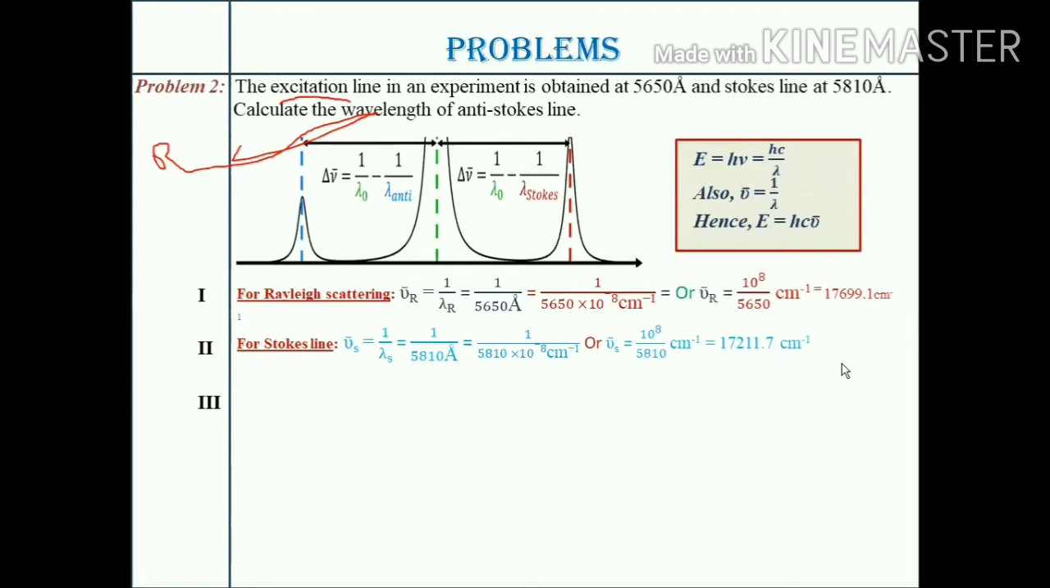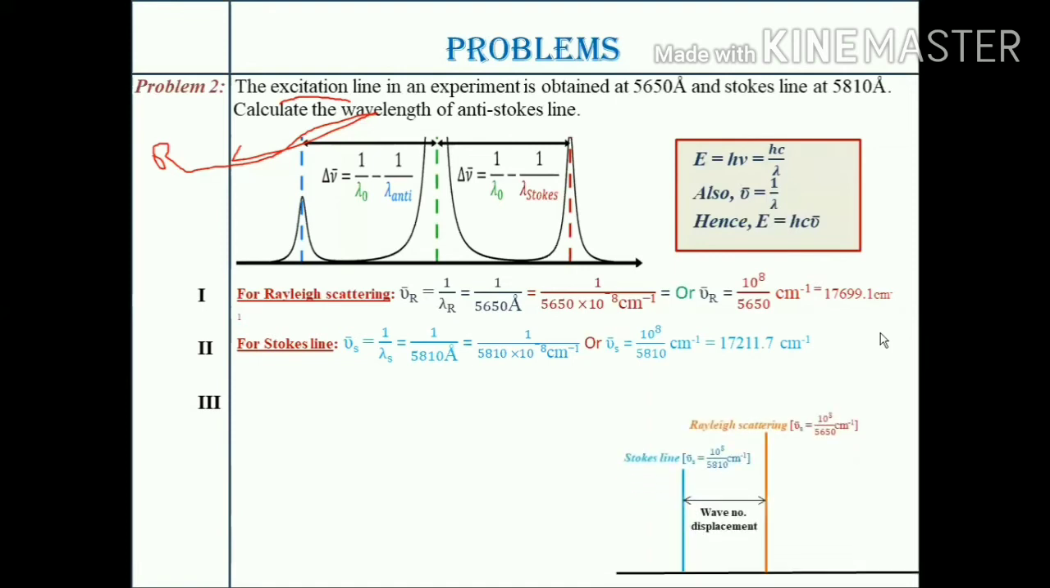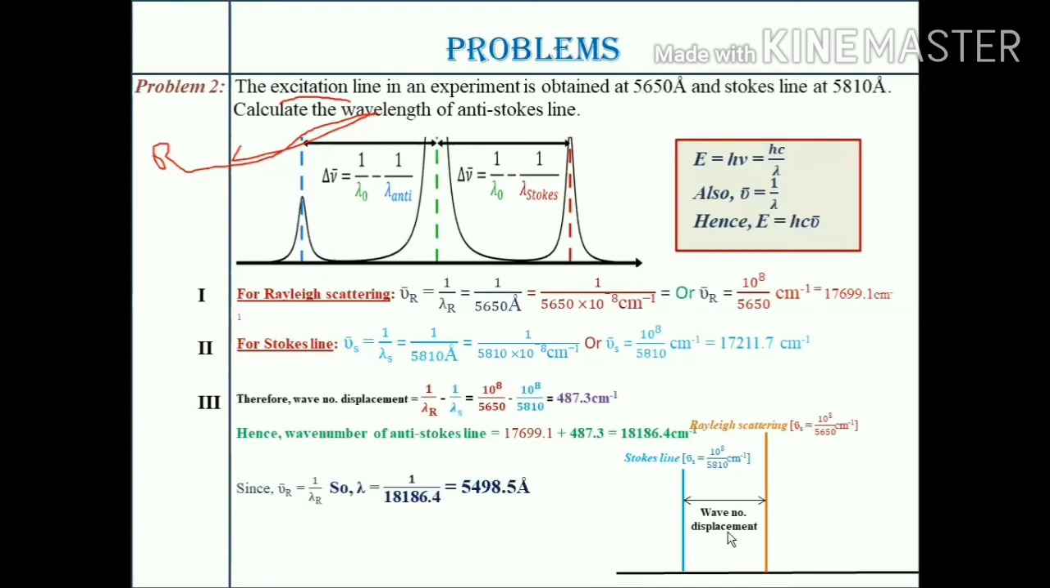It is 17211.7. Now when we know the value of the Rayleigh scattering and the value of the Stokes line, what's next? The displacement. The wave number displacement is the next step. From the difference of these values, we calculate the wave number displacement, which is actually the Raman shift value. So the displacement comes out to be 487.3 centimeter inverse, which is obtained by the difference between the two values. And if you remember, this difference will be the same as the difference between the Rayleigh and the anti-Stokes line.